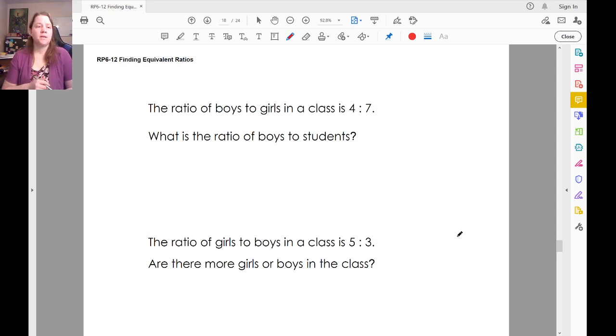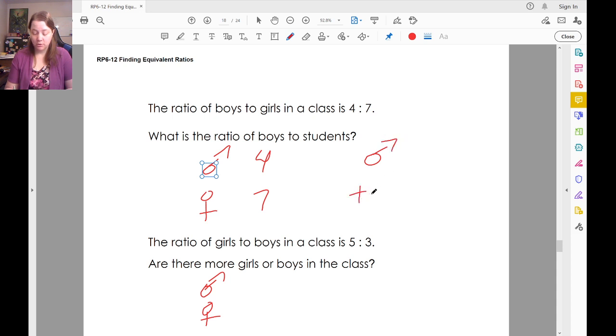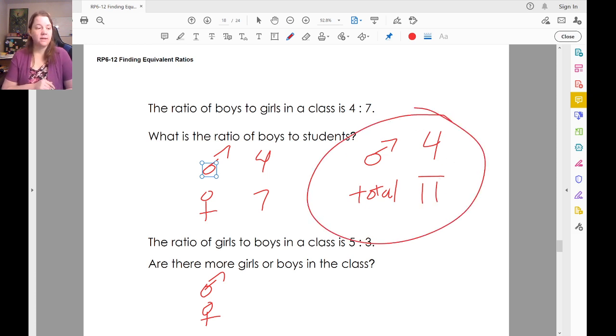The ratio of boys to girls in a class is 4 to 7. So we're back to boys to girls. Try to solve both of these together on your own, and then we'll talk about it when you come back. Welcome back. So if we know in the first question the ratio of boys to girls is 4 to 7, what is the ratio of boys to students? Well, the ratio of boys to total students, we know that there are 4 boys. How many total people are here? Well, 7, 8, 9, 10, 11. That would be 4 to 11.